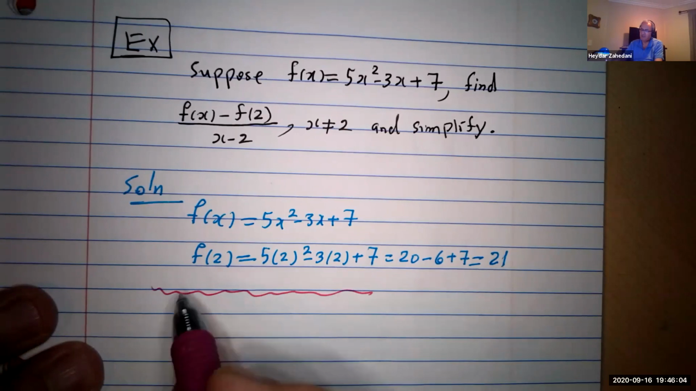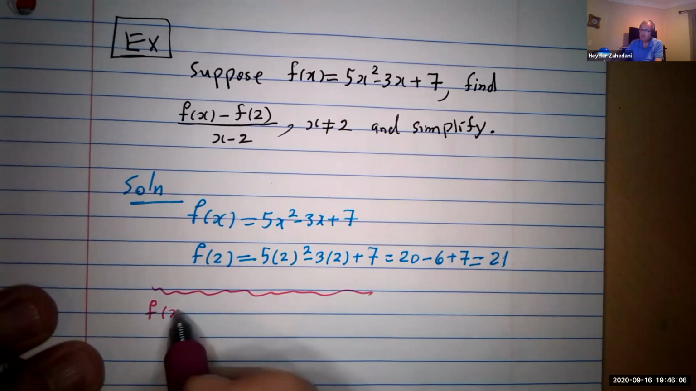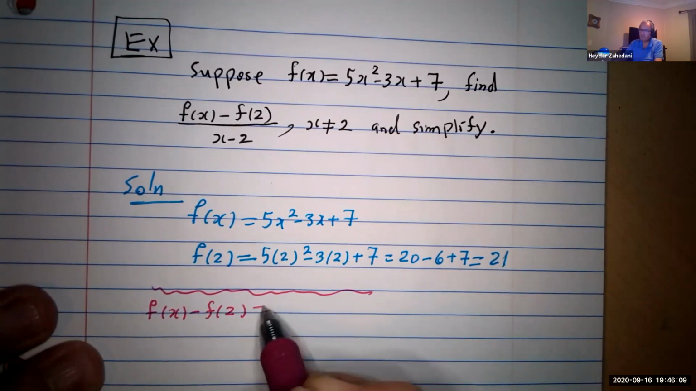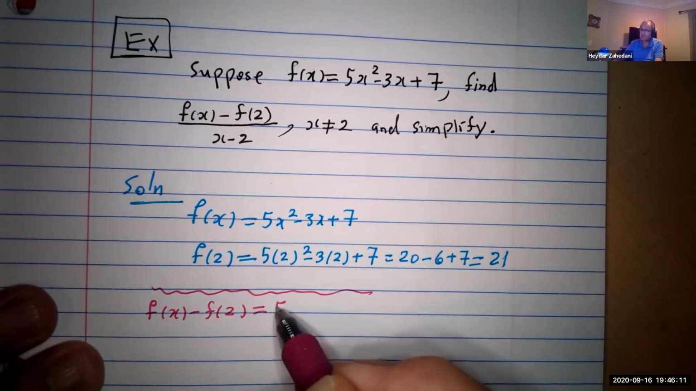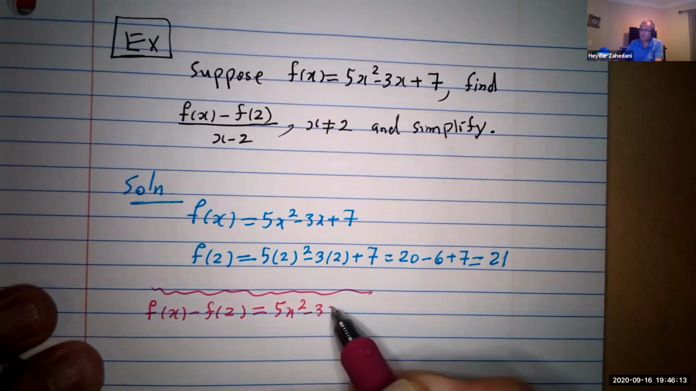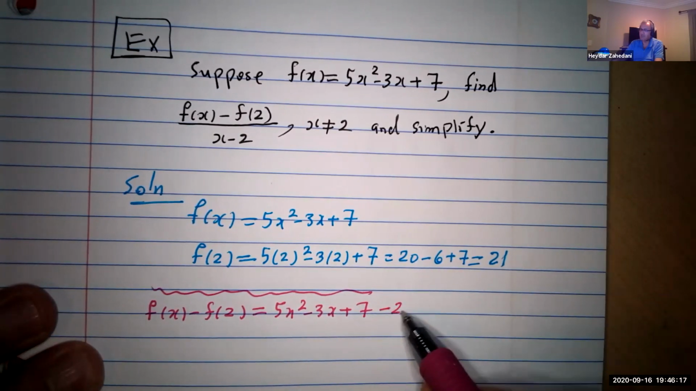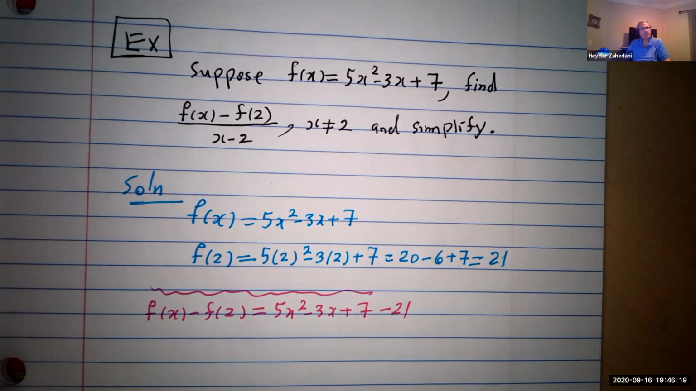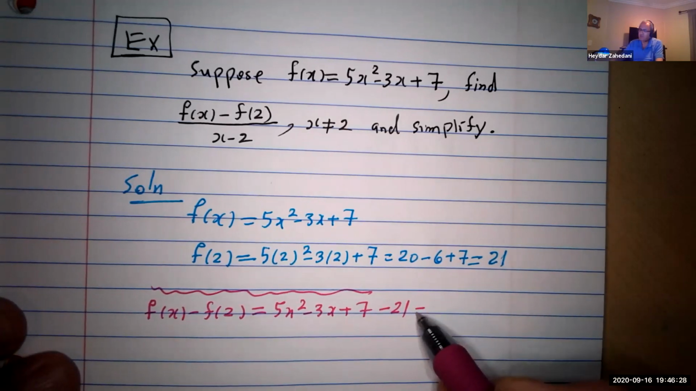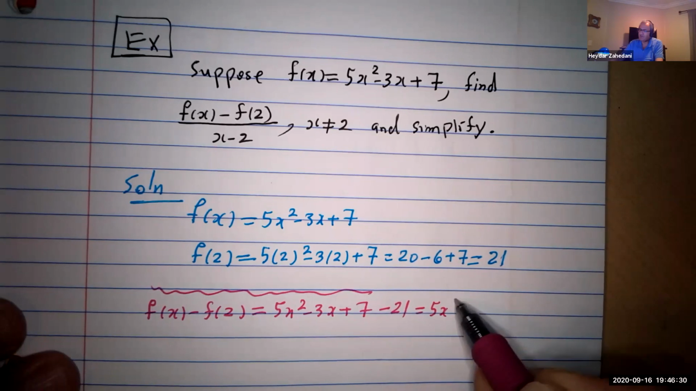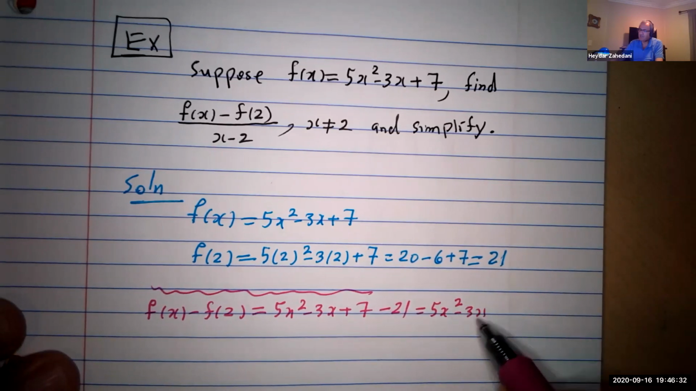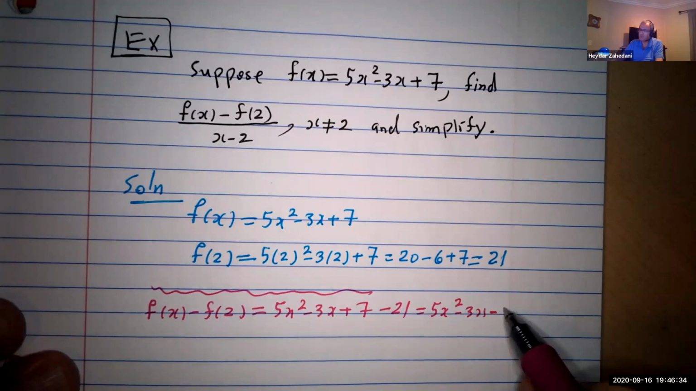So what do you need? You need f of x minus f of 2. So that's f of x, 5x squared minus 3x plus 7, minus f of 2, minus 21. Simplify if you can. There is a thing to simplify, 7 minus 21. So the result would be 5x squared minus 3x minus 14.